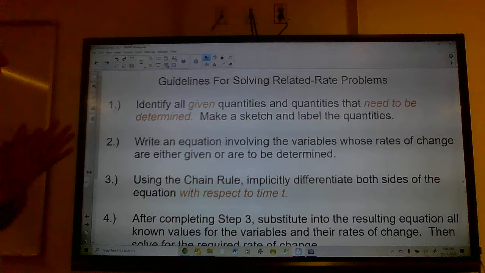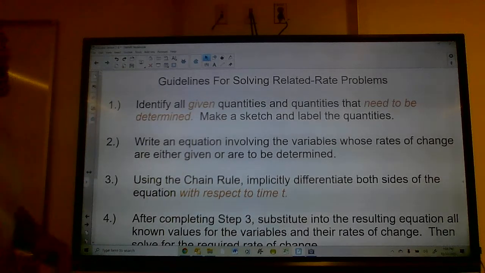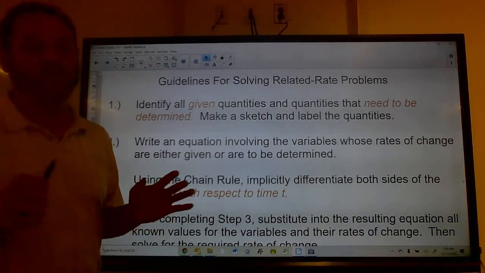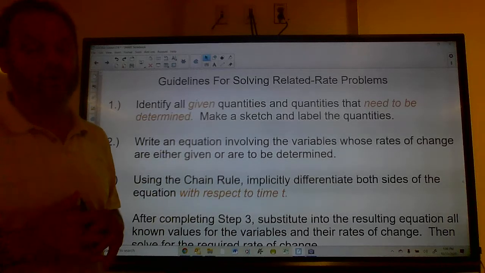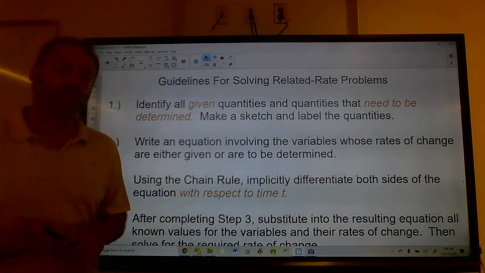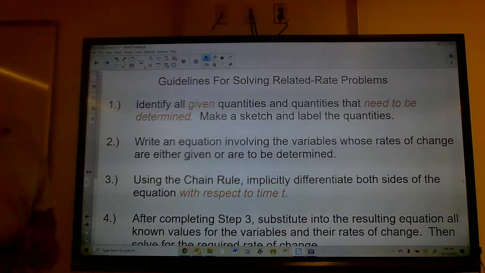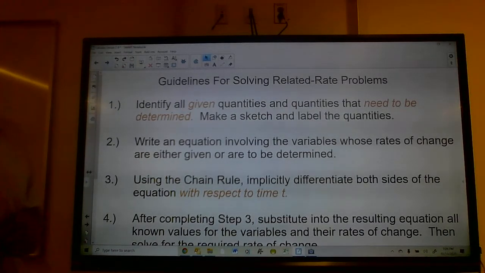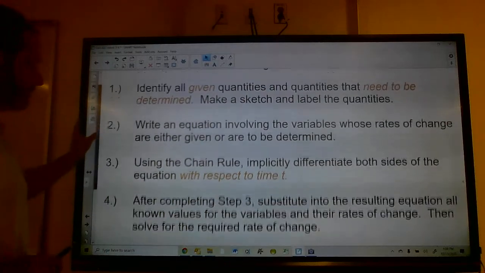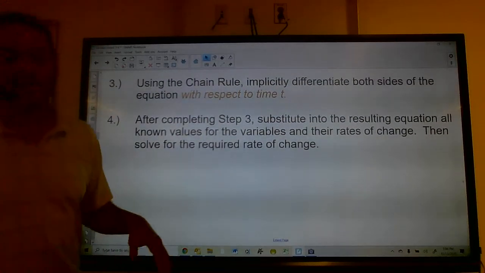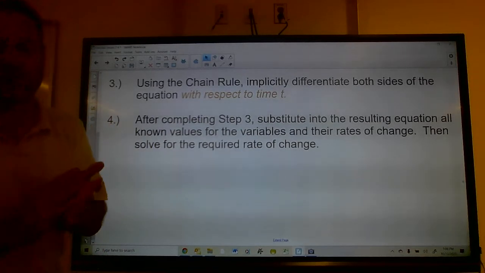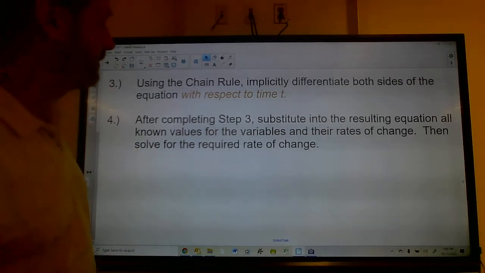Okay, guidelines for solving related rate problems. First of all, identify all the given quantities and quantities that need to be determined. Make a sketch of the thing and label all the quantities. That is super important that you make a sketch. Okay. Write an equation involving the variables whose rates of change are either given or are to be determined. Make sure to use the chain rule to implicitly differentiate both sides of the equation with respect to time t. After completing step 3, substitute in the resulting equation all the known values for the variables and their rates of change, and then solve for the required rate of change. Okay?